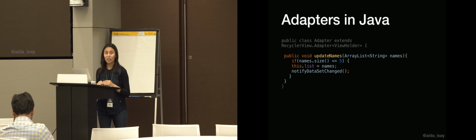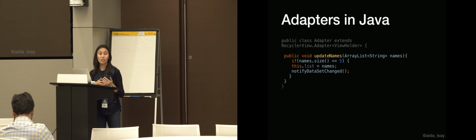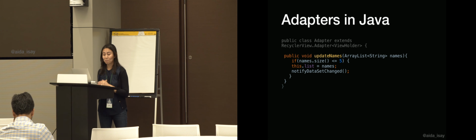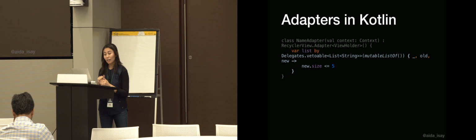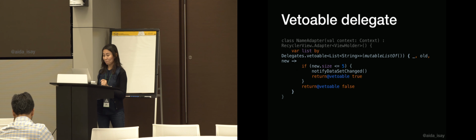For instance, we have a list adapter that takes a maximum of 5 elements. In the Java way, we would introduce a method that checks if the new list contains 5 elements or less. If so, then we would set the new value to the list and then notify about changes. In Kotlin, we can use vetoable and check if the new value meets our requirements. If it does, the value for the list will get updated. Otherwise, the old value will take precedence.